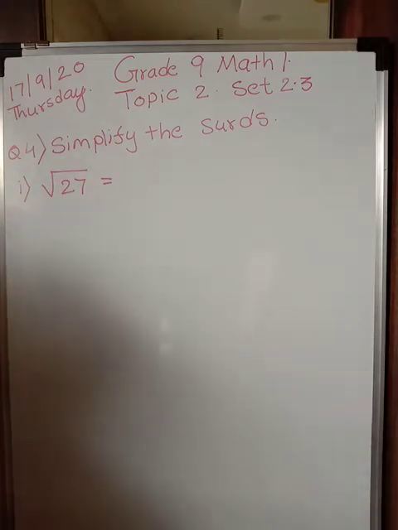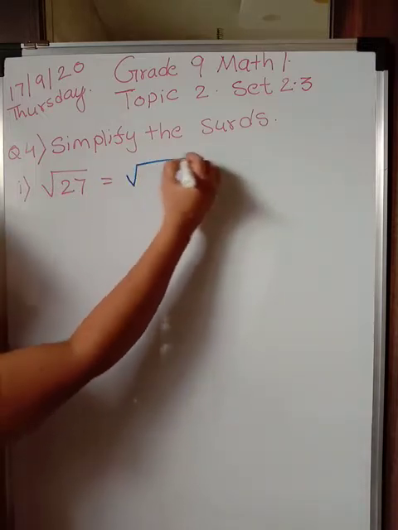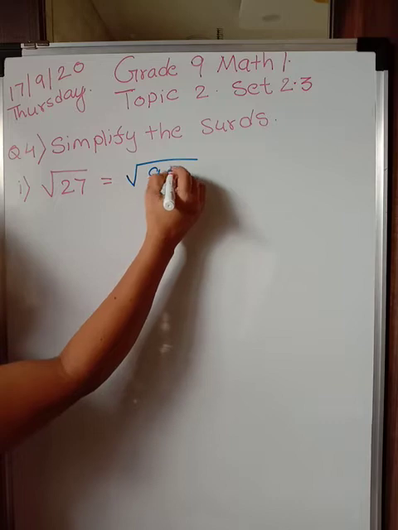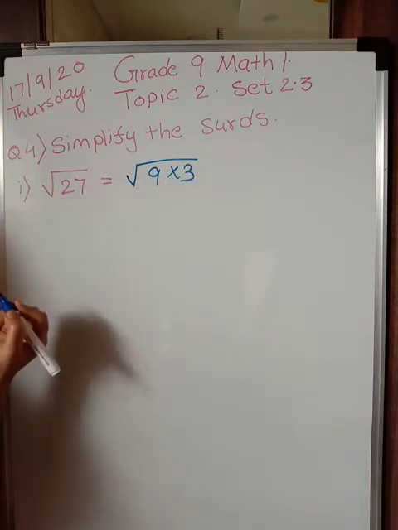It's from set 2.4, fourth question. Sorry, 2.3, fourth question. Now, first is root 27. We can write this as root of 27 is 9 into 3. Here nothing is written. That means it is square root. It is but obvious, alright.